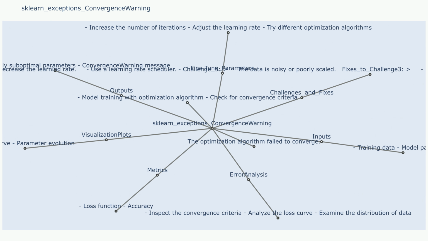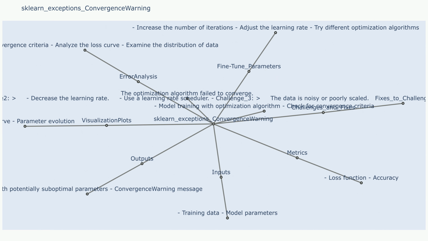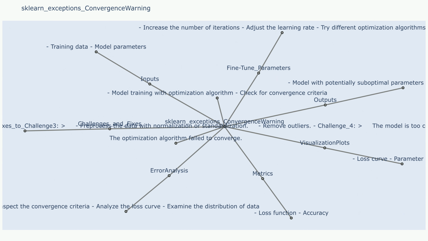Metrics. Loss function value measures how well the model fits the data, often decreasing with successful optimization. Gradient norm represents the magnitude of change in the model's parameters during optimization. Visualization plots. Loss function plot visualizes the loss value over iterations, revealing convergence patterns. Gradient norm plot shows how the gradient norm changes over iterations, indicating optimization progress.